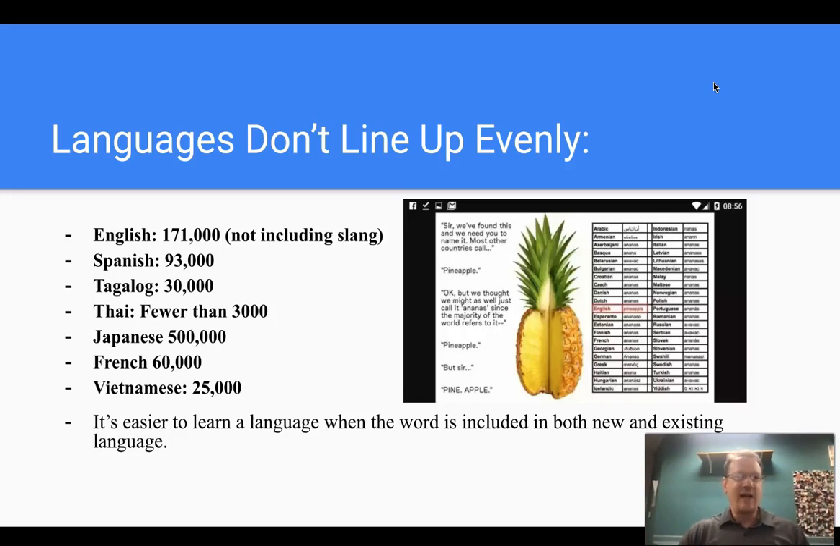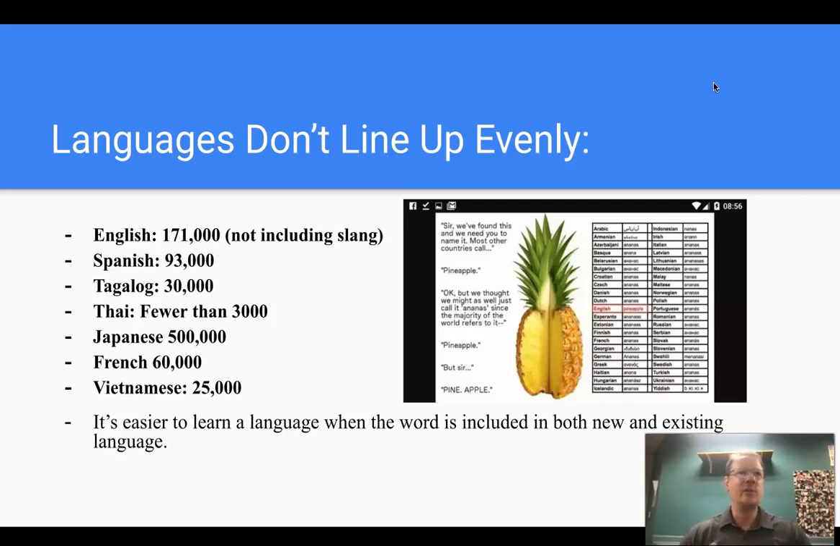Not all languages line up. English has 170,000 words, approximately. These numbers are all approximate. And that doesn't include slang. Spanish has only 93,000, so it's half the words. It's still quite a few words that line up, but not all words do. Tagalog, the Filipino language, only has 30,000 words. Thai has fewer than 3,000 words.